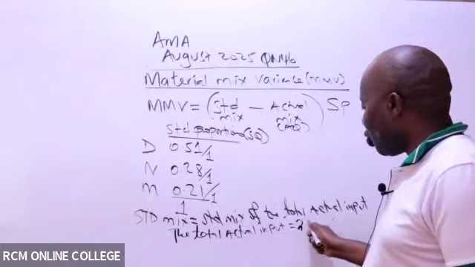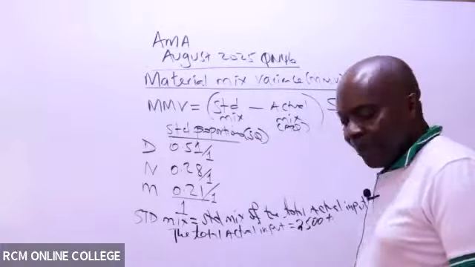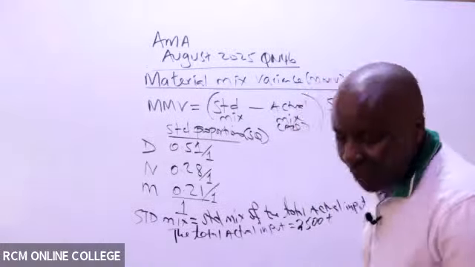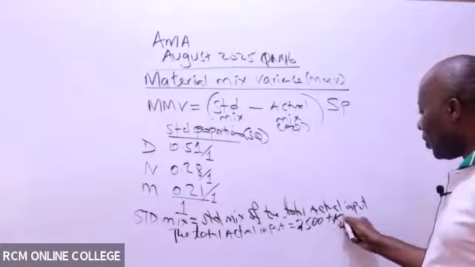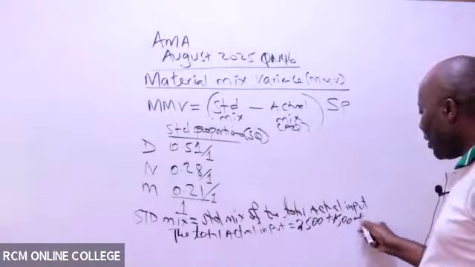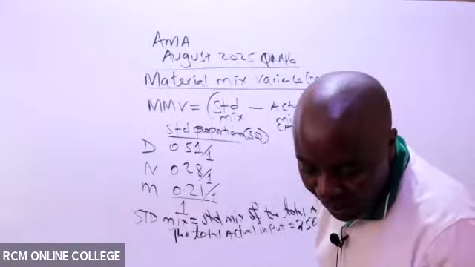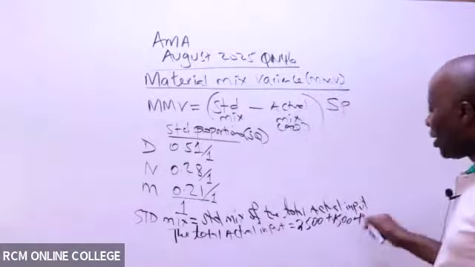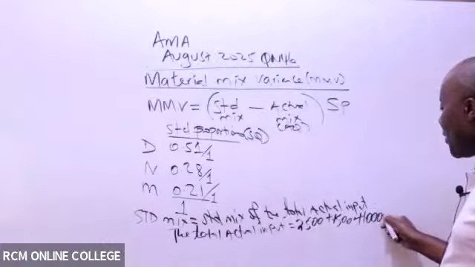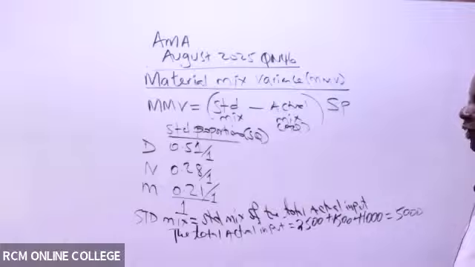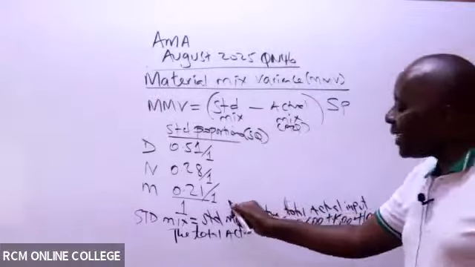So you give us the total. 2,500 of D plus, in this case, ladies and gentlemen, 1,500 of N plus 1,000 of M. Somebody has been able to see that the total here will be 5,000.